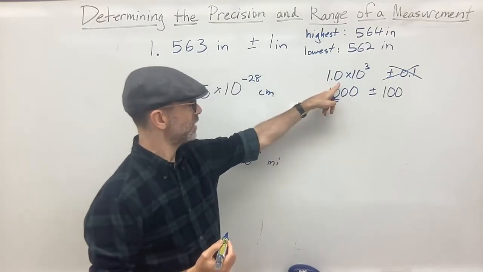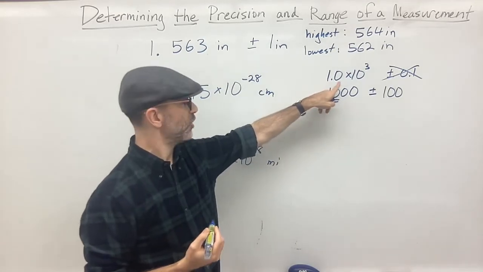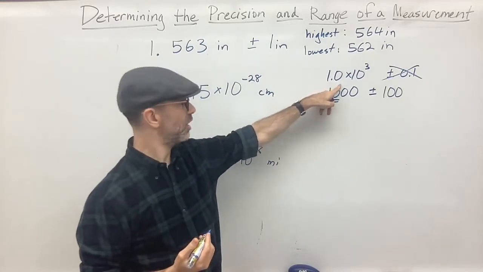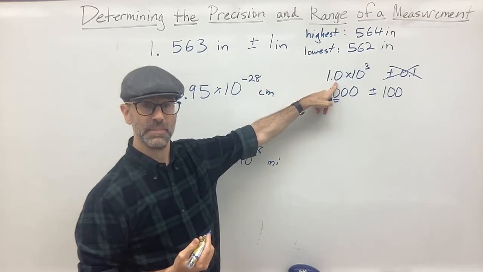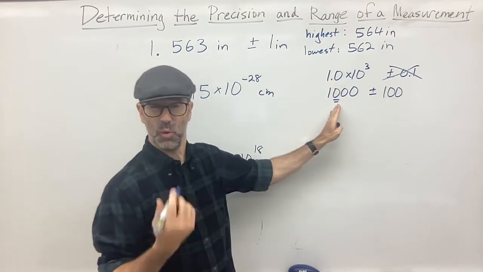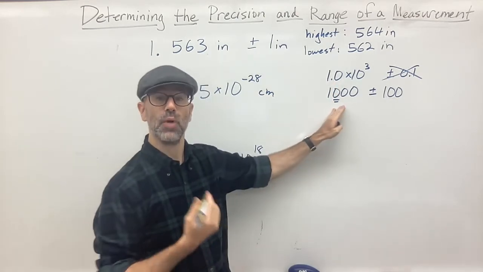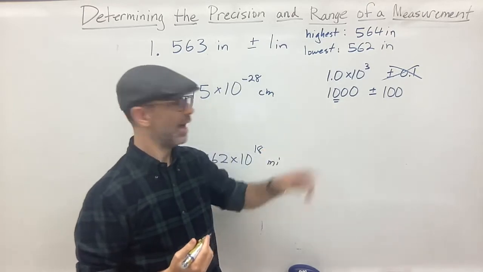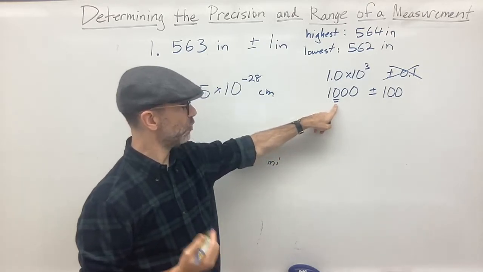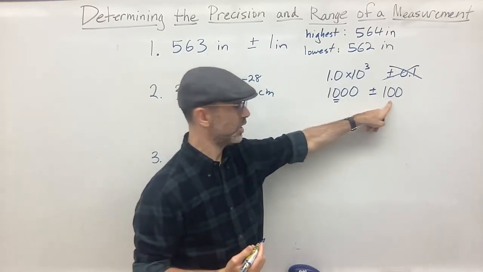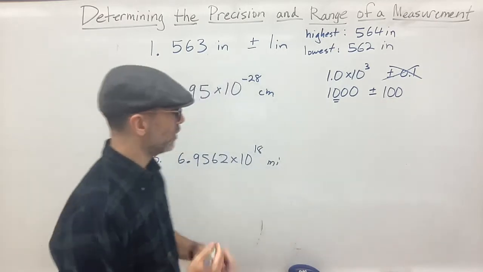That's because in scientific notation, you're kind of hiding the placement of this last digit. So one way you could see this is to write it out in standard notation, and then you can see that, oh, it's plus or minus 100. So that would be the precision, okay?